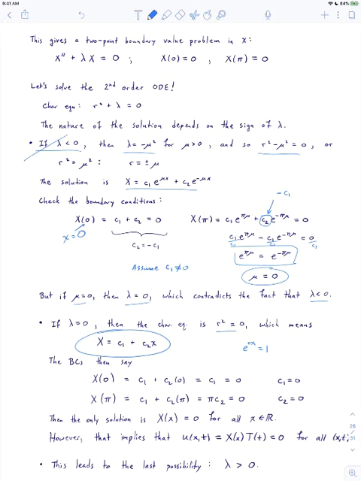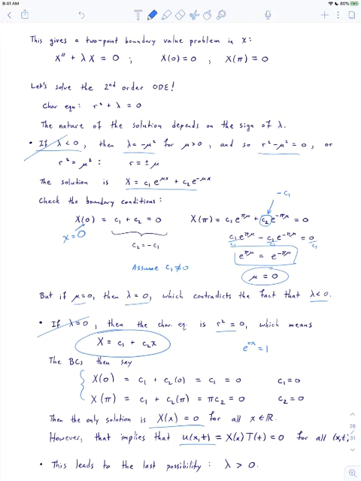Well, the boundary conditions will quickly show you that the only way that this can happen is if c1 is equal to 0 and c2 is equal to 0. So the only solution is the trivial one. But again, that implies that the solution to the partial differential equation, that implies that u is constantly equal to 0. And that's something that we're avoiding. So that tells us that this case is also not possible.